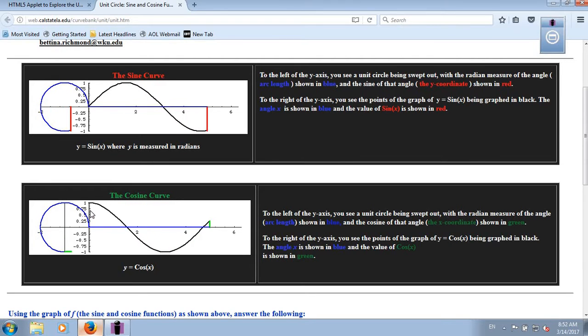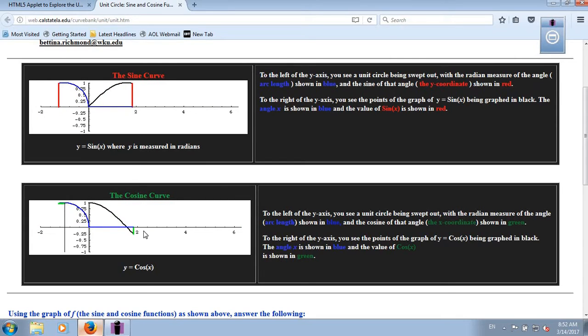But look at the cosine. Cosine develops in the same way, but it starts at a different place. At 0 degrees, cosine starts with 1, and it reduces down. At pi over 2, it goes to 0. At pi, it goes to negative 1. At 3 pi over 2, it comes back to 0, and then comes back up to 1 at 2 pi.